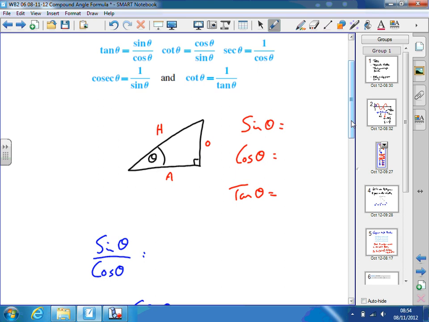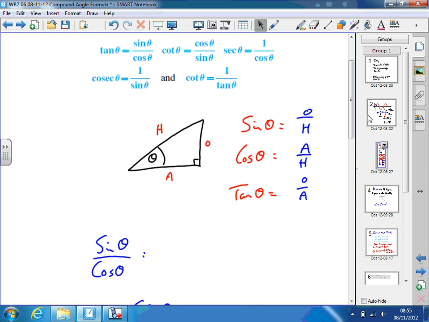Sine theta, in terms of that right angle triangle, equals what? That little ratio. Right, so sine theta, in terms of opposite, hypotenuse and adjacent, is opposite over hypotenuse. Cosine, adjacent over hypotenuse, and tangent, opposite over adjacent. Okay. Those we're familiar with.